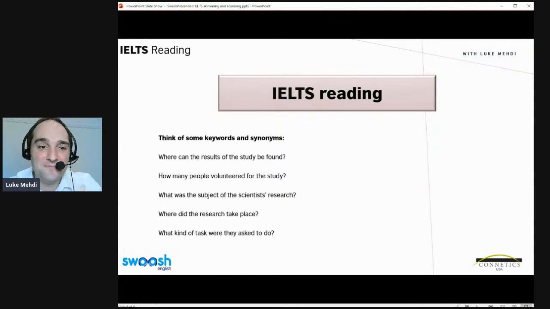So, where can the results of the study be found? What are you looking for? How many people volunteered for the study? What's that answer going to be? What was the subject of the scientist's research? Where did the research take place? What kind of task were the people participating asked to do?